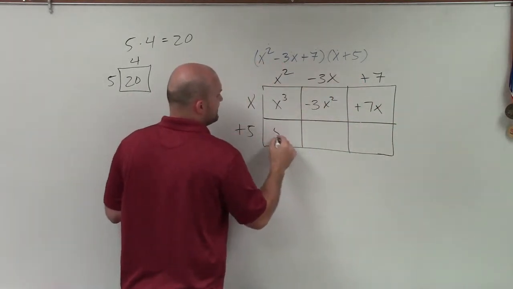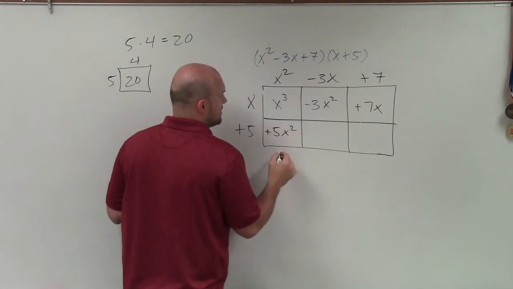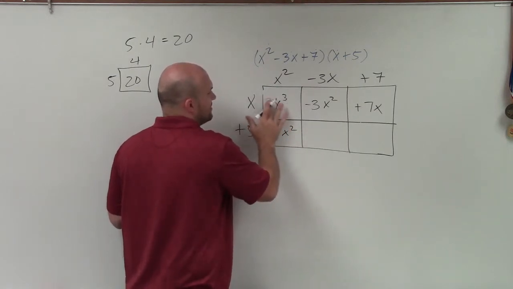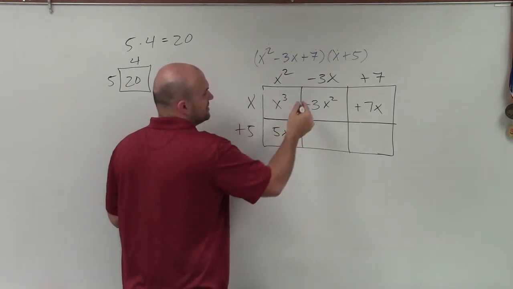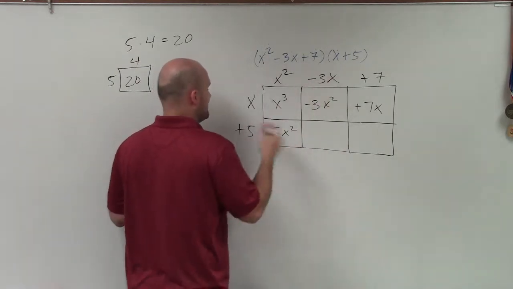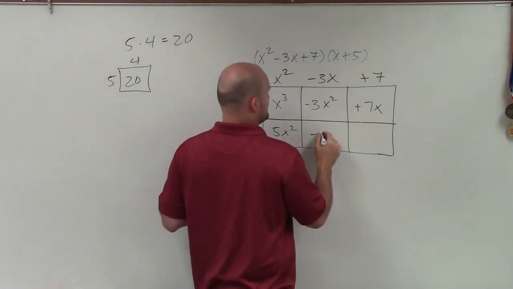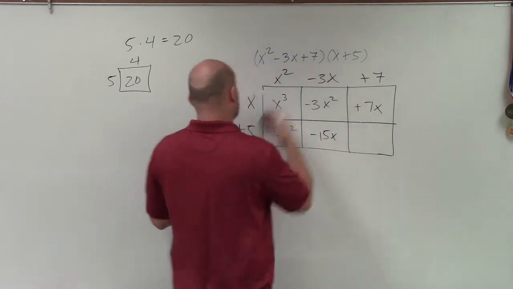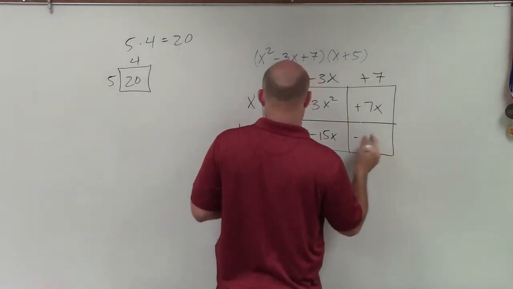x squared times 5 is a positive 5x squared. I'll write positive, we don't usually write positive, we already know the positive. It's really negative, opposite, right? Negative 3x times 5 is the opposite of 15x. And 7 times 5 is going to be positive 35.